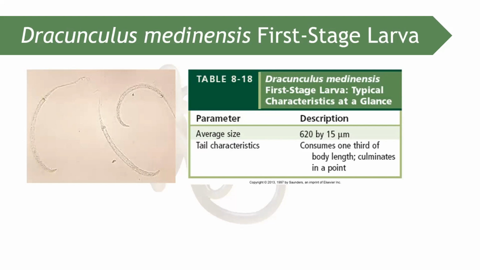Okay. The next parasite that we are going to discuss is Dracunculus medinensis. This is the first larval stage of Dracunculus medinensis. Again, this is a facultative parasite that measures 60 by 150 micrometers, consumes one-third of the body length, and culminates in a point. That is the characteristic of the tail, as you can see in this illustration.